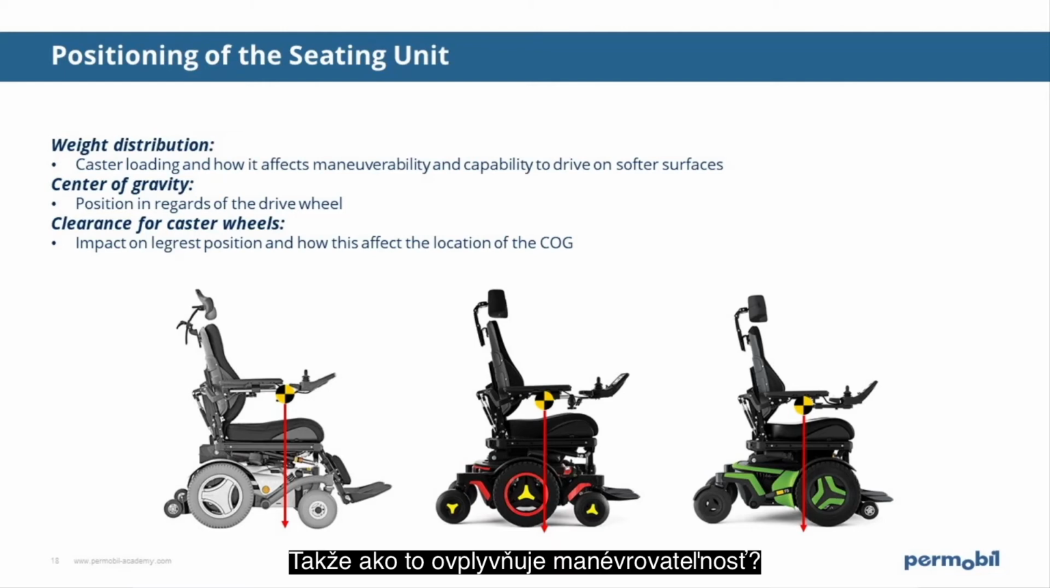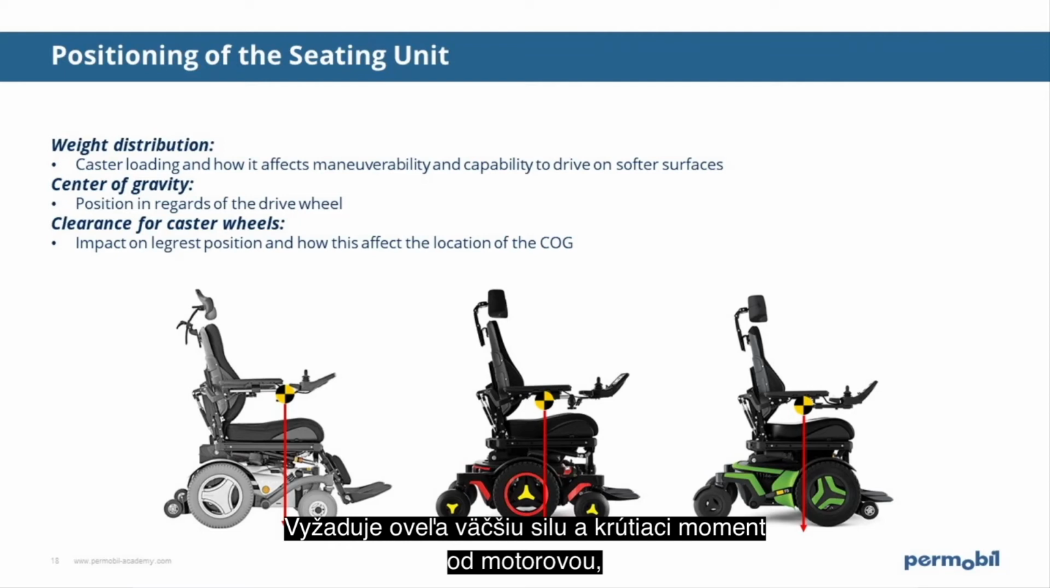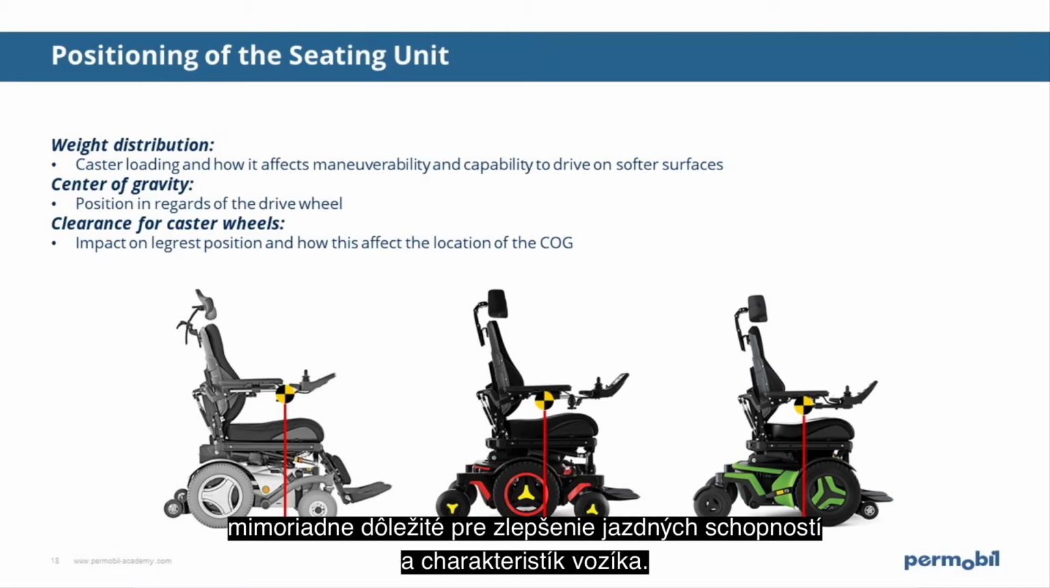So how does this affect maneuverability? How does this affect driving on softer surfaces? If there's a higher load on the caster wheels, we know that maneuverability is decreased. It requires much more force and torque from the motors to have the same driving experience, so maneuverability becomes much more difficult. When you have a high load on the caster wheels, outdoors on softer surfaces, for example on gravel or in a forest, you will have the tendency to plow the caster wheels into the surface. This is something that needs to be avoided at all times. So center of gravity positioning in a rear wheel driven platform is extremely important to improve the driving characteristics of the wheelchair.